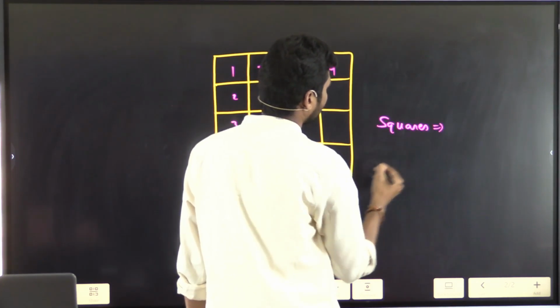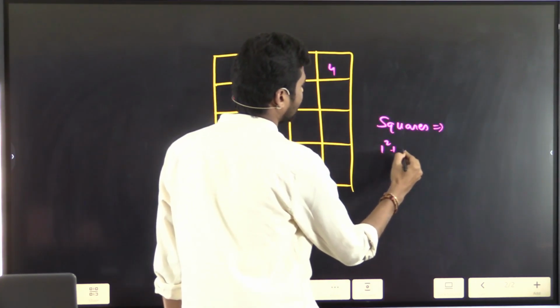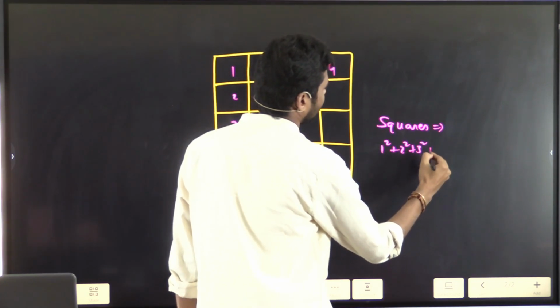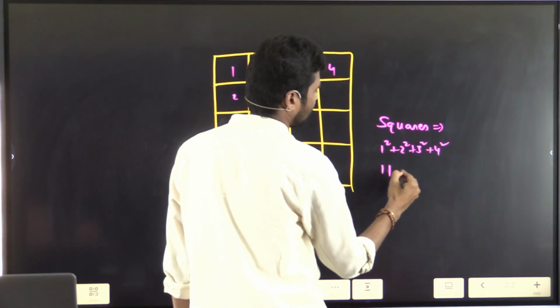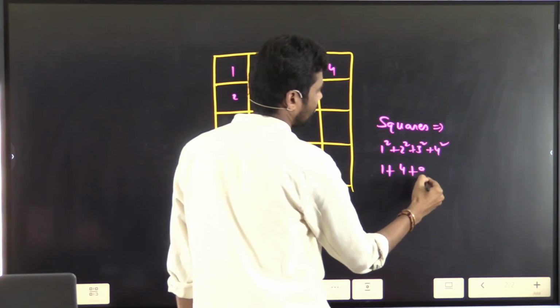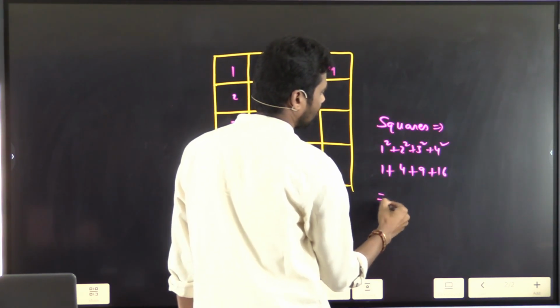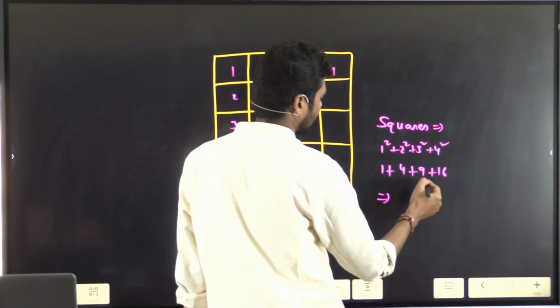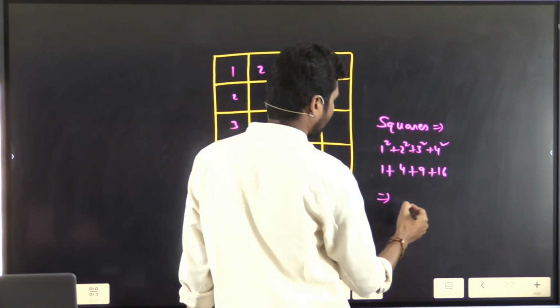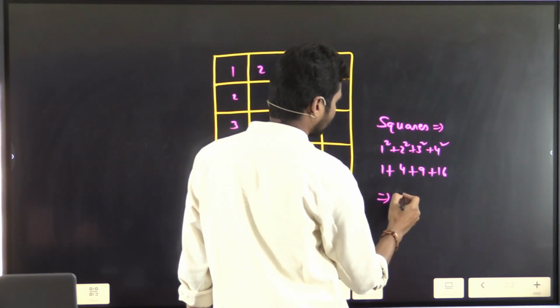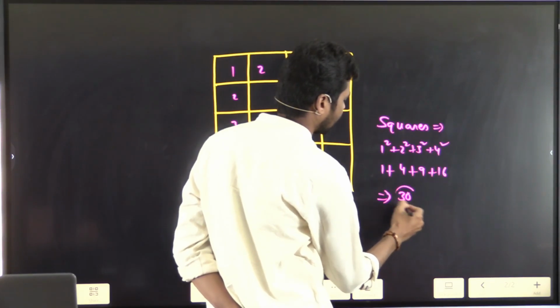Total number of squares is equal to what? So here we have 1 square plus 2 square plus 3 square plus 4 square. So 1 square value is 1, 2 square value is what? 4, 3 square value is 9, 4 square is 16. Okay, so this is 5 plus 9, so this is 14, 14 plus 16 is what? 30. So the answer is 30.